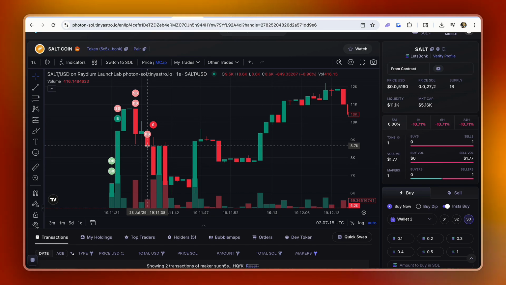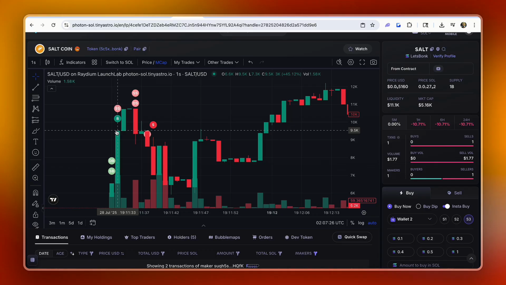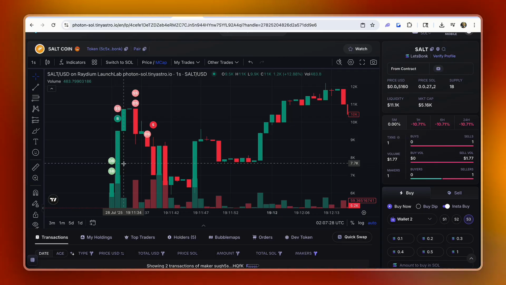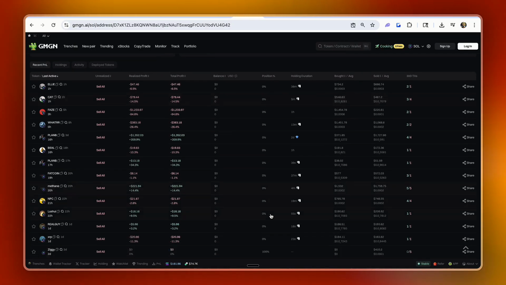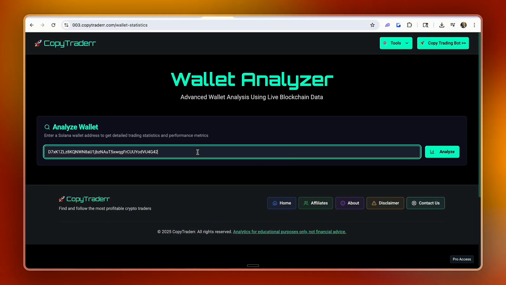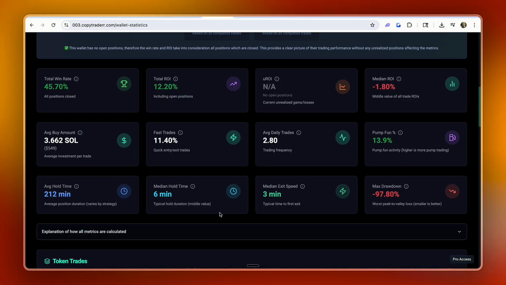This is called farming. So when someone has a lot of copy traders, after they buy, the price spikes, they make money, so they sell, price dumps, you buy high, you sell low. They make money in 2 seconds because they have farmed their copy traders. So it's almost impossible to make money when someone is buying and selling within 5 seconds. So when we look at someone's history, the holding duration or the median hold time is very, very important.